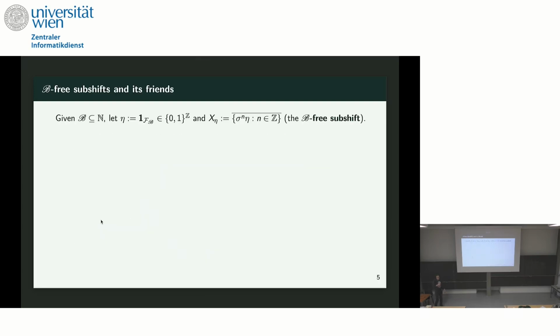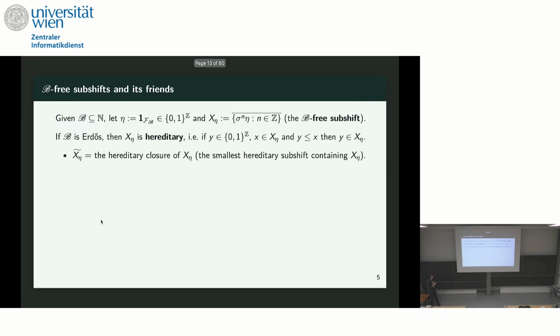Okay, so what about the dynamics? Now I will talk about the B-free subshift and its relatives or friends. So given set B, we define eta, which is the characteristic function of the set of B-free integers. So this is a 0, 1 sequence. I put a 0 if my n is divisible by some b, and I put 1 if it's not divisible by anything. And once I have a 0, 1 sequence, I can study its orbit closure under the left shift. So this is my B-free subshift.